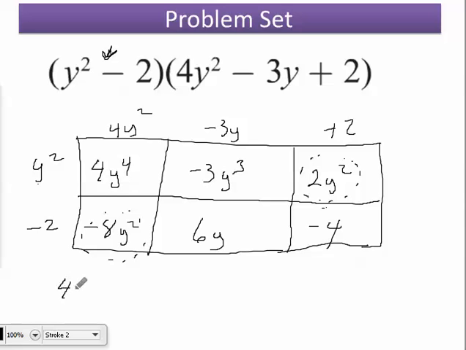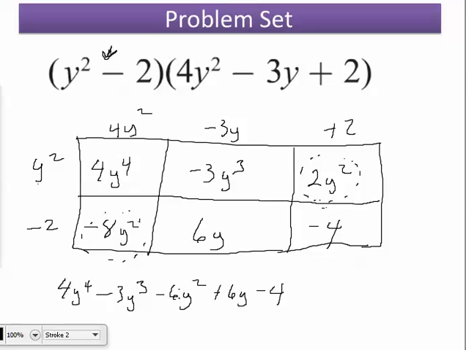So 4y to the fourth minus 3y cubed minus 6y squared plus 6y minus 4. Now, I can hear it right away. Where did you get the minus 6y squared? Minus 8y squared plus 2y squared gave me the minus 6y squared. That's where it came from.